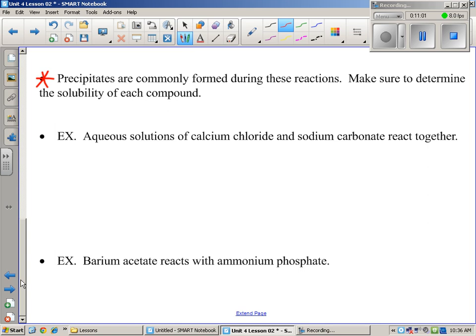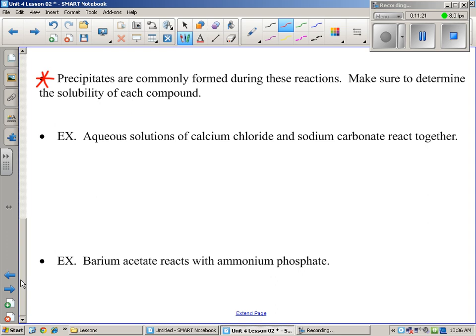Double replacement reactions, usually, not always, so you're going to have to check this out, and I'll show you how to do that, usually form precipitates, solids, okay? Depends on what you're reacting together and the type of reaction, but in this case, double replacement, usually you get a precipitate.